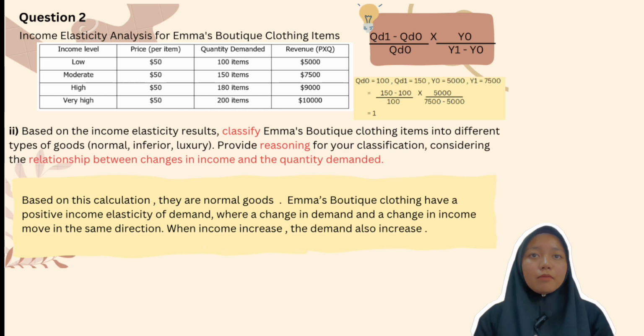2 Roman. Based on this calculation, they are normal goods. Emma boutique clothing has a positive income elasticity of demand, where a change in demand and a change in income move in the same direction. When the income increases, the demand also increases.